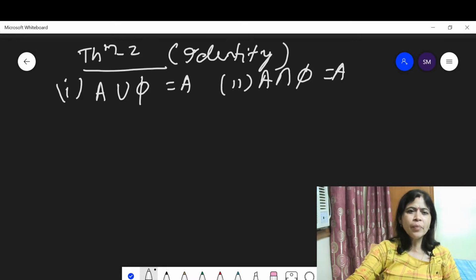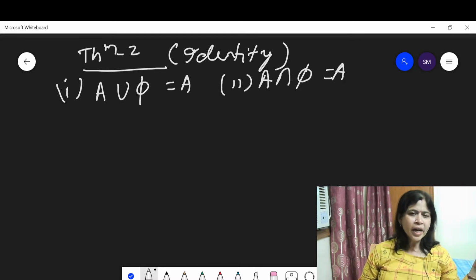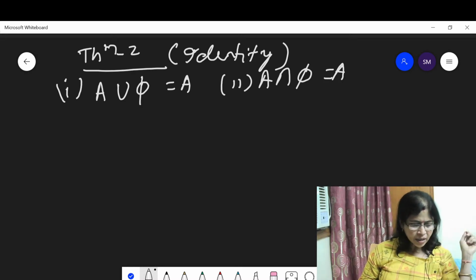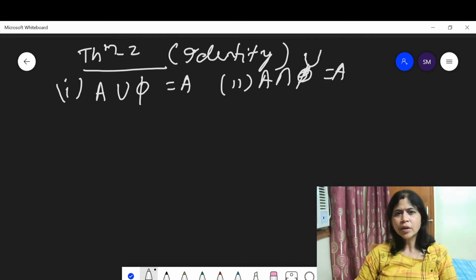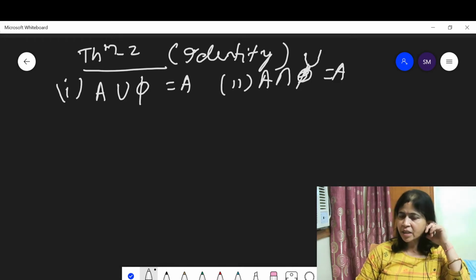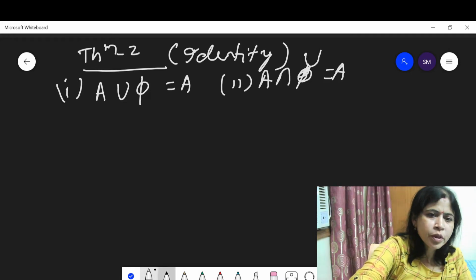Recall, what is the property of identity? There is the additive identity and the multiplicative identity, where 0 is called the additive identity. Here we have to prove that A union null set is equal to A and A intersection U is equal to A. What is U? The universal set. Let us prove this.